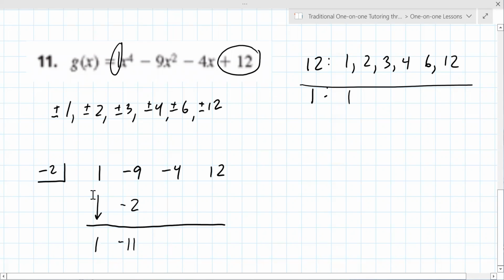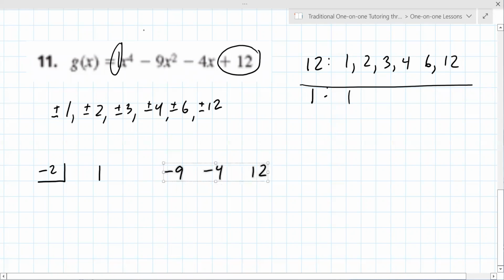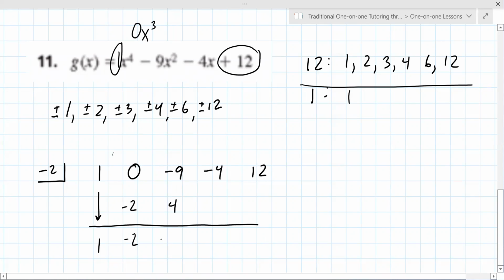Wait a second, I messed up here. I apologize. This is important: I wasn't paying enough attention. See how there's a missing x cubed? There's a 0 for x cubed. I was thinking about other stuff besides this problem, but you always have to have a descending number of exponents: x to the 4th, x cubed, x squared, x. That does change things, because I was looking ahead and saying it's not going to work, and you can see now that it's a problem.